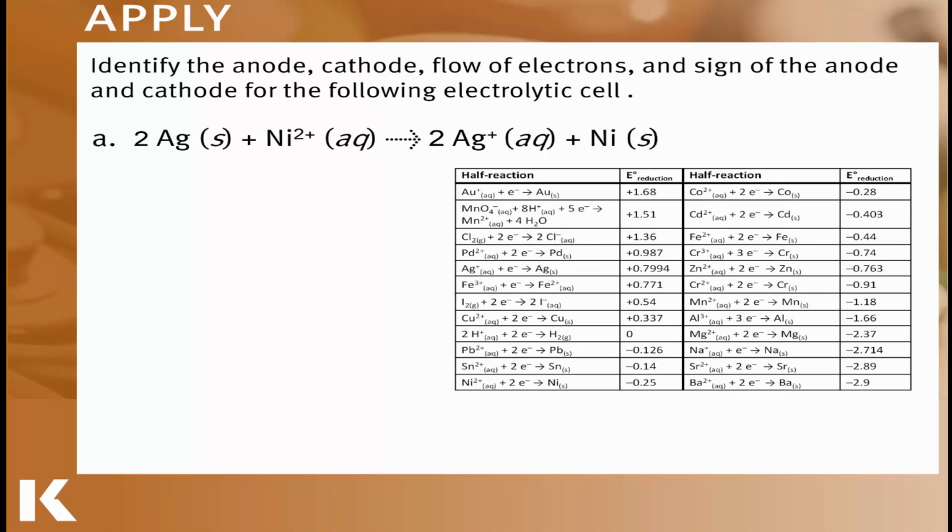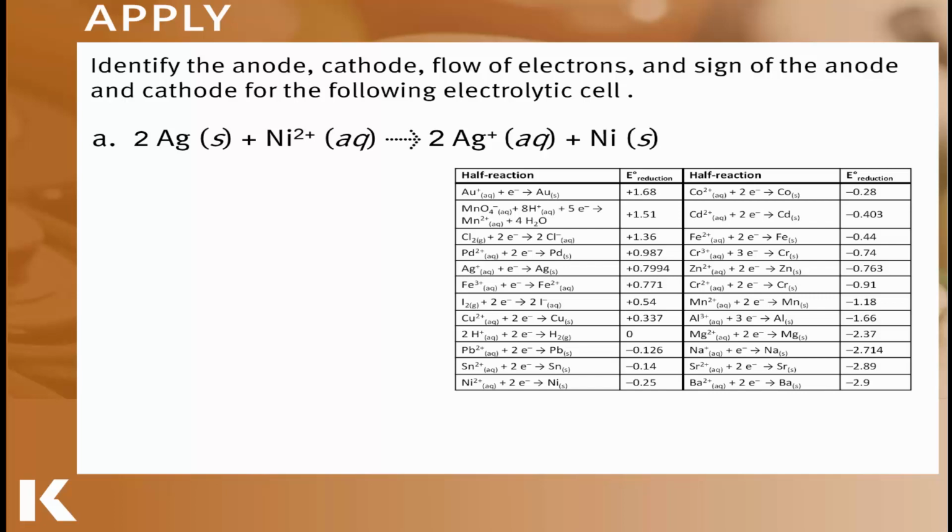Okay, let's take all this and apply it to some problems. So for 3 problems here, let's do the same 3 things. Let's first identify anode and cathode. Let's determine the flow of electrons, and let's find the signs on the anode and cathode. Let's take first this system where we have an expression. We have solid silver, nickel ions resulting in silver ions and nickel solid, and we're told it's an electrolytic cell.